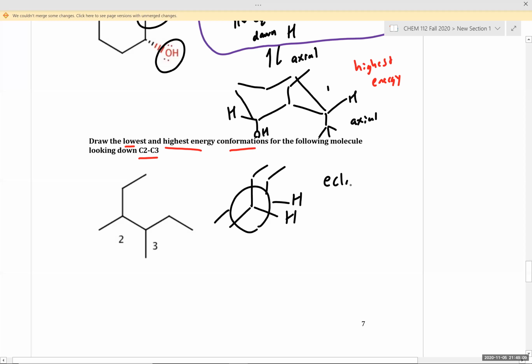So this conformation that I've drawn is the eclipsed conformation where our largest substituents are eclipsed. This would be our highest energy conformation because we have an eclipsing interaction between all of our largest substituents. So this all eclipsed conformation with our bulkiest substituents is the highest in energy. Does that make sense to everyone?